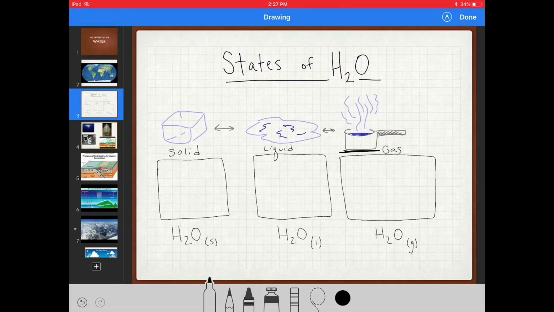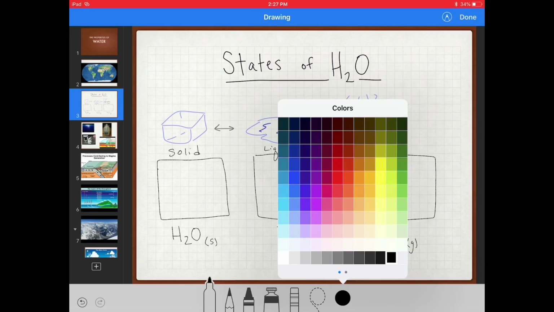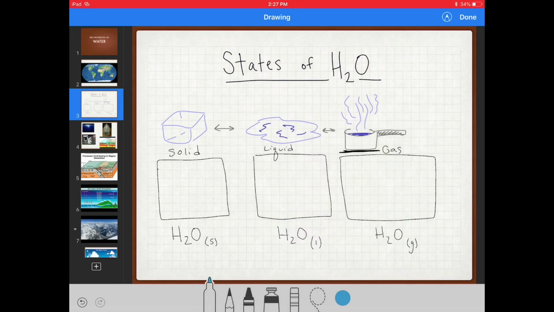Now, if we were to actually look at the molecules that are inside of a solid, inside of a liquid, and inside of a gas, we can see how a water molecule is always going to be the exact same. Now, H2O means that we have two hydrogen atoms in every molecule of water. There's two hydrogen. There's only one oxygen.